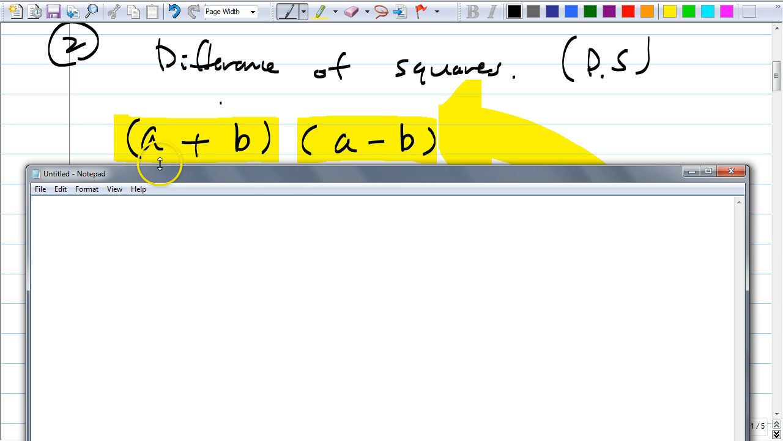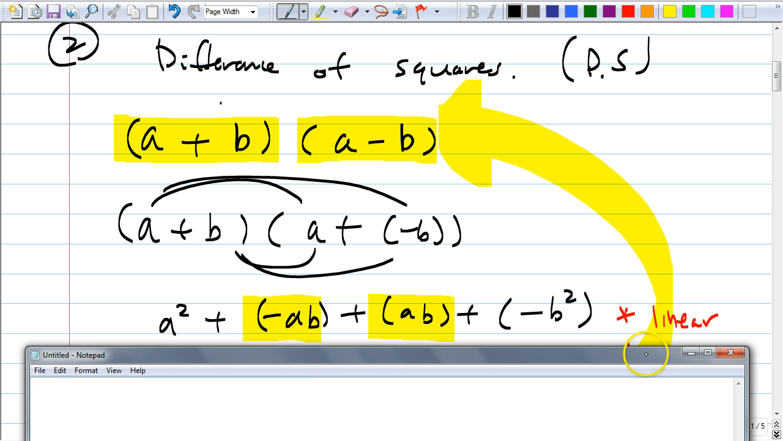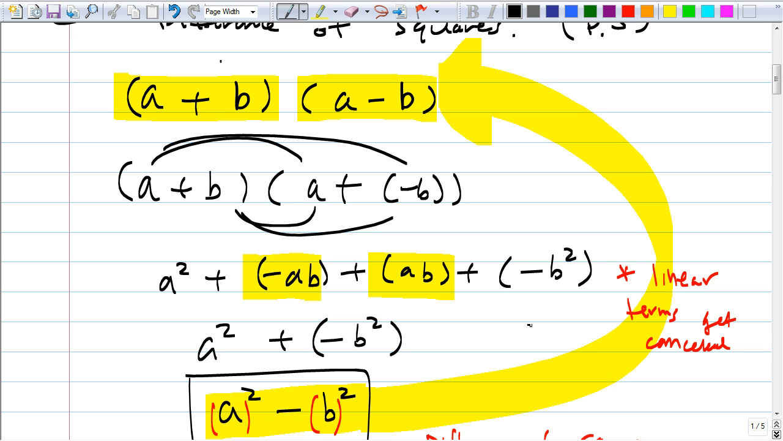Let's refresh our memory. So what do we get? How do we multiply this? Well, let's make it into addition first. Then a times a gives you a squared plus, since all the operations in between these terms are addition, a times negative b is negative ab. What's a times b? Plus ab. Plus what? What's b times negative b? Negative b squared. Do you guys remember this? And what happened to this linear term? They canceled out, right? So do you guys remember getting something like this? A squared plus negative b squared, which is really a squared minus b squared. Do you remember this from last time?